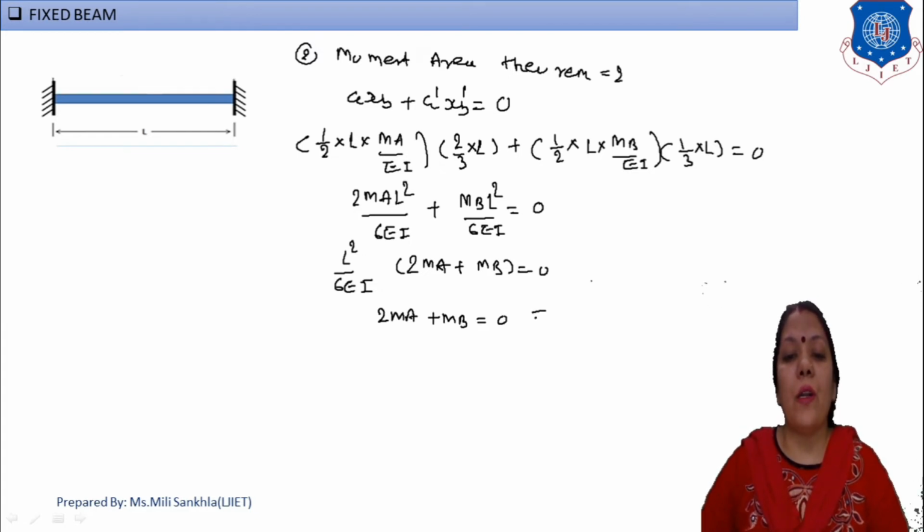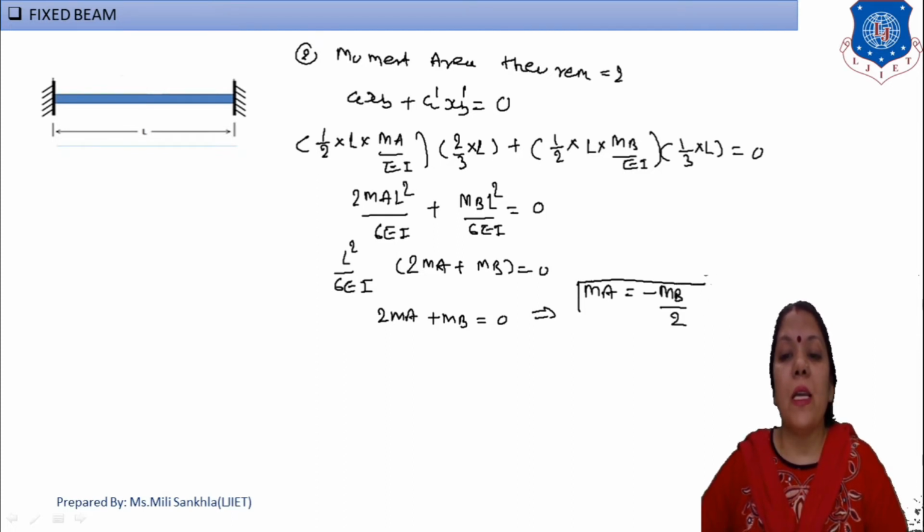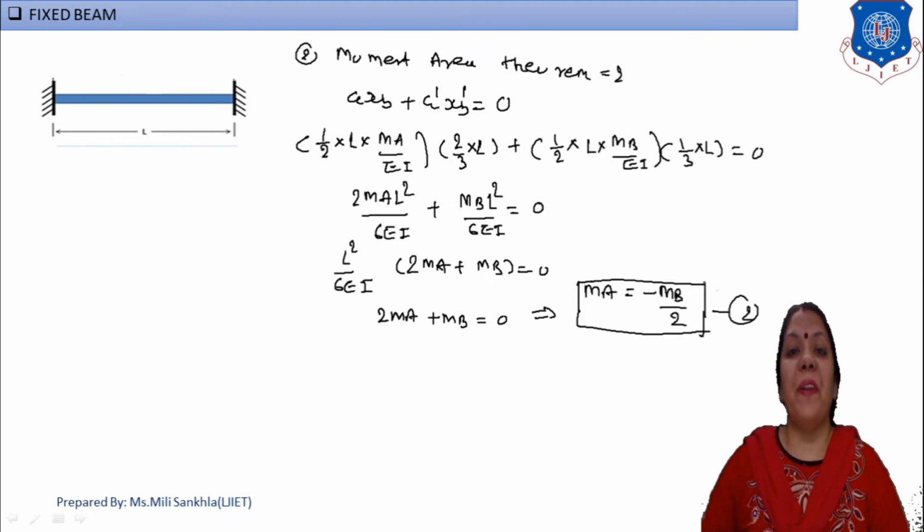Now according to this, if I want to make MA the subject, MA is equal to minus MB by 2. This is my second equation for deflection, moment area theorem number 2.